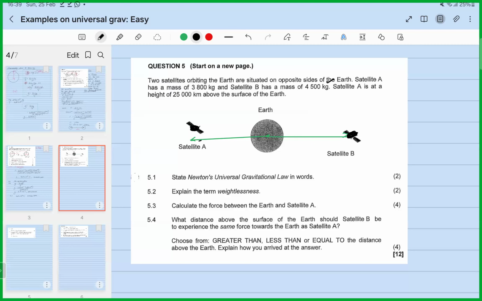But two satellites orbiting the Earth are situated on opposite sides of the Earth. Satellite A has a mass of 3,800 kilograms. So that's mass 1, 3,800 kilograms. And satellite B has a mass of 4,500 kilograms.